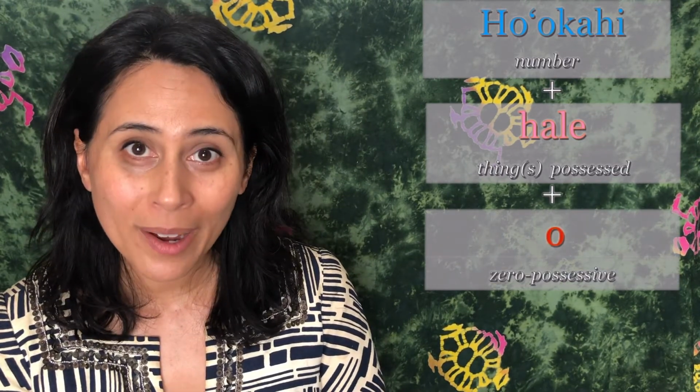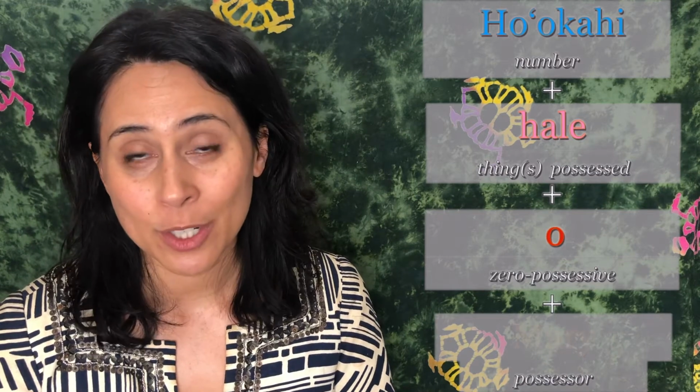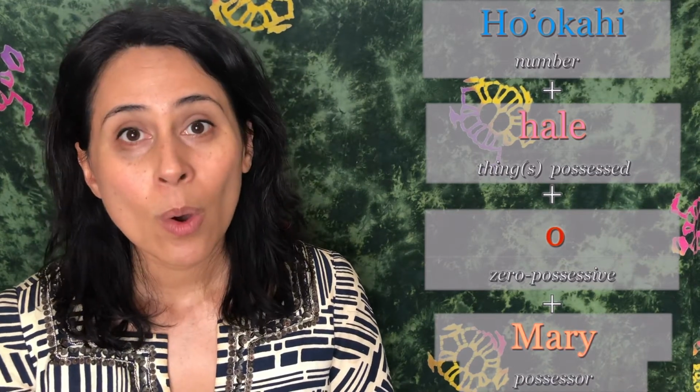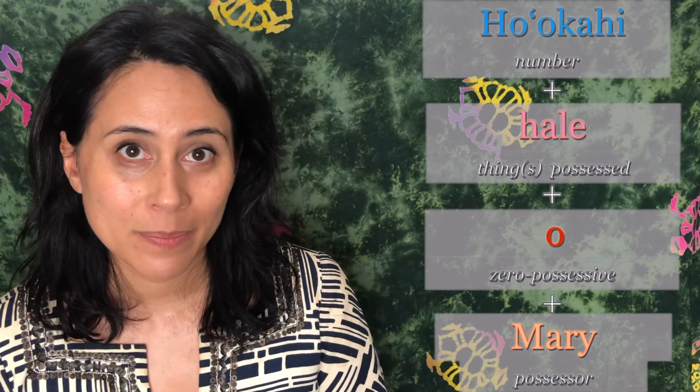And what about Mary has 1 house? Again, start with our number. Remember, for 1, when you're quantifying an object, you use ho'okahi. Then the thing being possessed, hale. Then the 0 possessive, o. And then finally the possessor, Mary. Ho'okahi hale o Mary. Mary has 1 house.